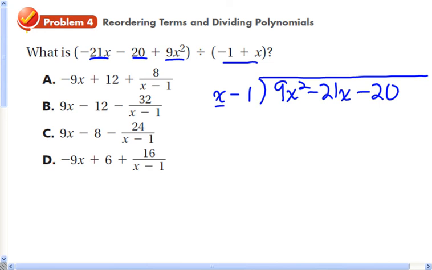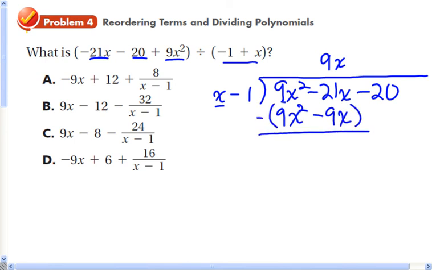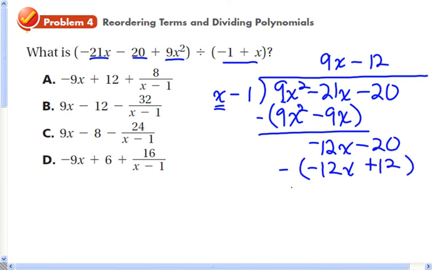Then I'm going to look for some number times x that equals 9x squared, and that number would be 9x. Put that there, and so I get 9x squared minus 9x, then subtract. Negative 21 minus negative 9 is negative 12x. Bring down the minus 20. What number times x equals negative 12x? That's negative 12. And negative 12 times negative 1 is plus 12. Subtract that, and I get negative 20 minus 12 is negative 32.